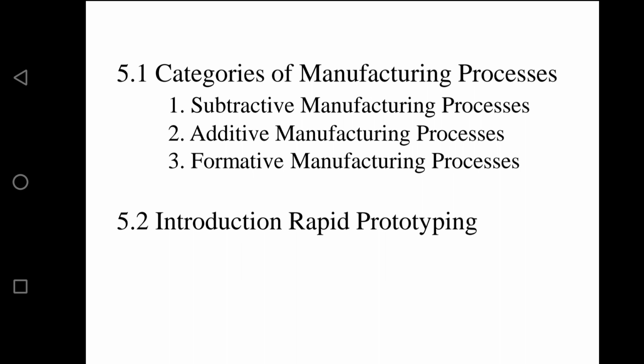Okay, well, the third one is formative manufacturing process. What happens in formative manufacturing process? The forces are applied on a material so as to form the object of the desired shape. Well, in the first one, we remove the material. Second one, we add the material. In the third one, only the forces are applied on a material to form the object of the desired shape. So, in which operations are we going to apply the forces?